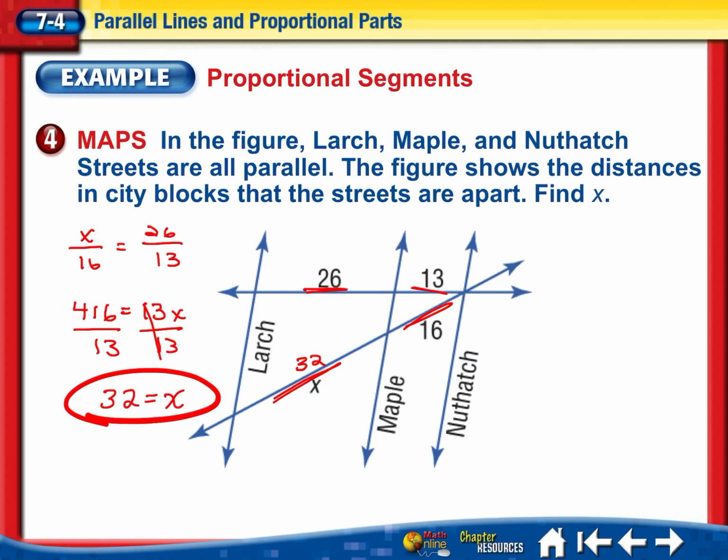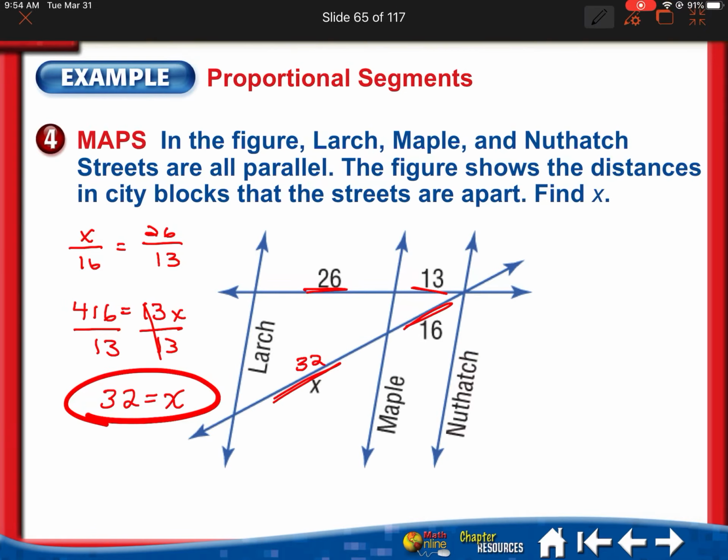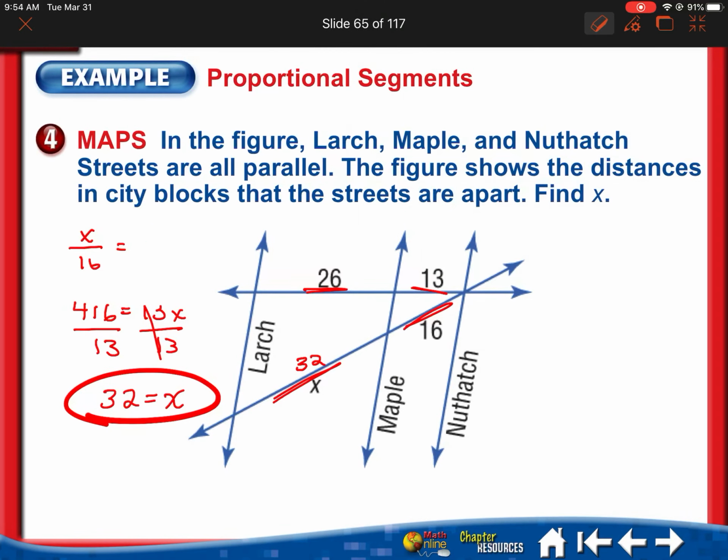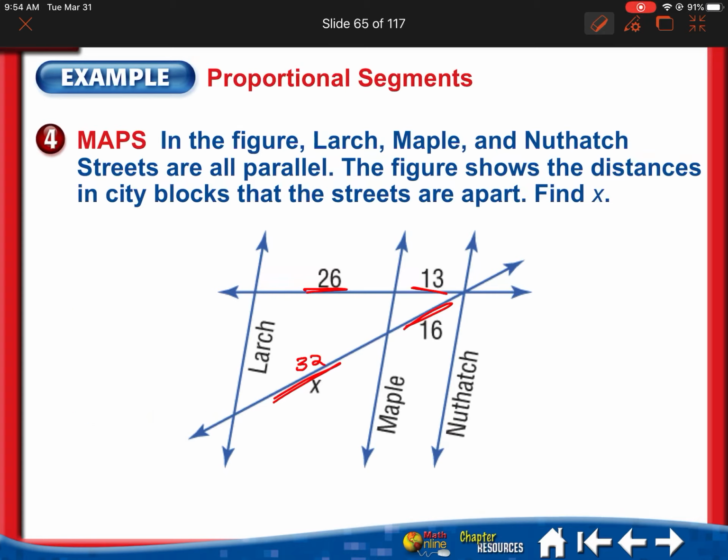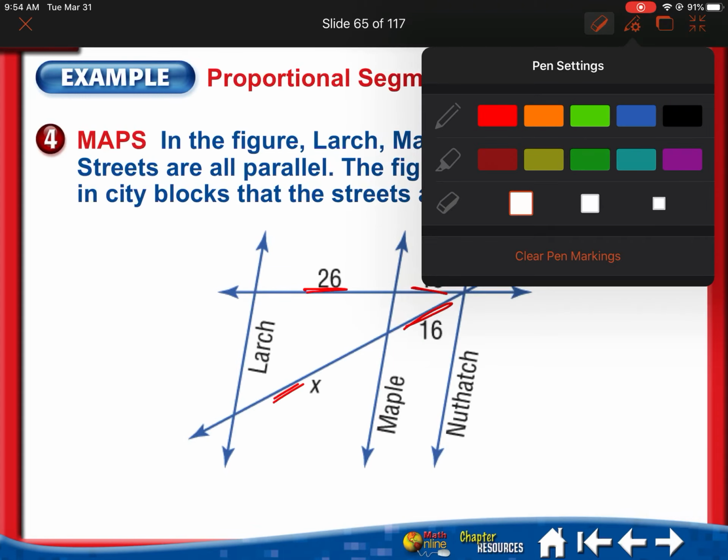So here's the first one. It says in the figure, Larch, Maple, and Nuthatch streets are all parallel. The figure shows the distances in city blocks that the streets are apart. We had to find x. So again, we set up proportions. We did this before, but I'm going to go ahead and erase it and we can do it together.